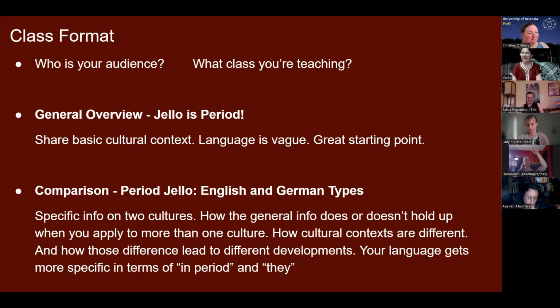Comparisons are much easier. I tell a lot of new teachers to start with a comparison class. So, period Jello, English and German types. From the title, you know which two cultures they're going to talk about, and you know a little bit about how they're going to talk about them. So the language is starting to get more specific. We've already identified cultures. Hopefully you'll set your own scope and compare to the same century, at least, in both cultures. That would be helpful.